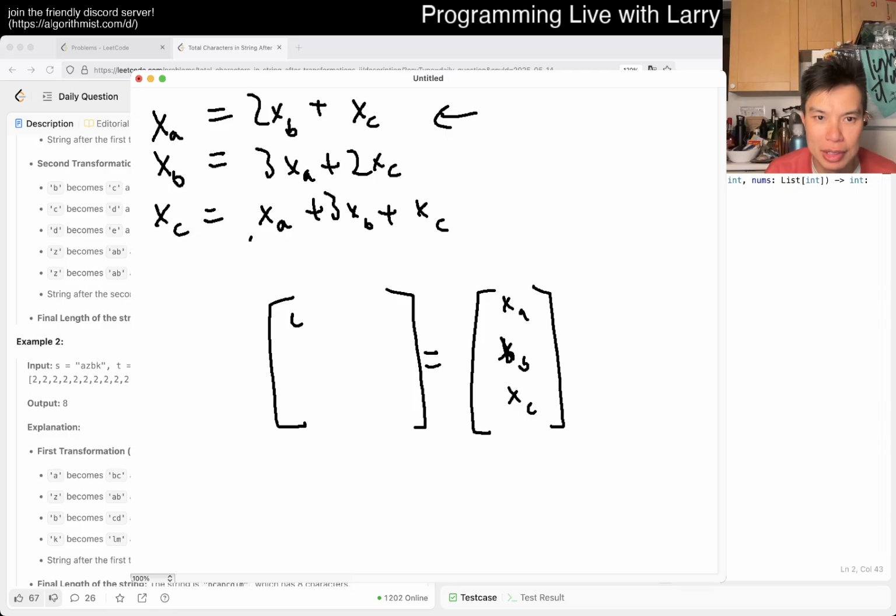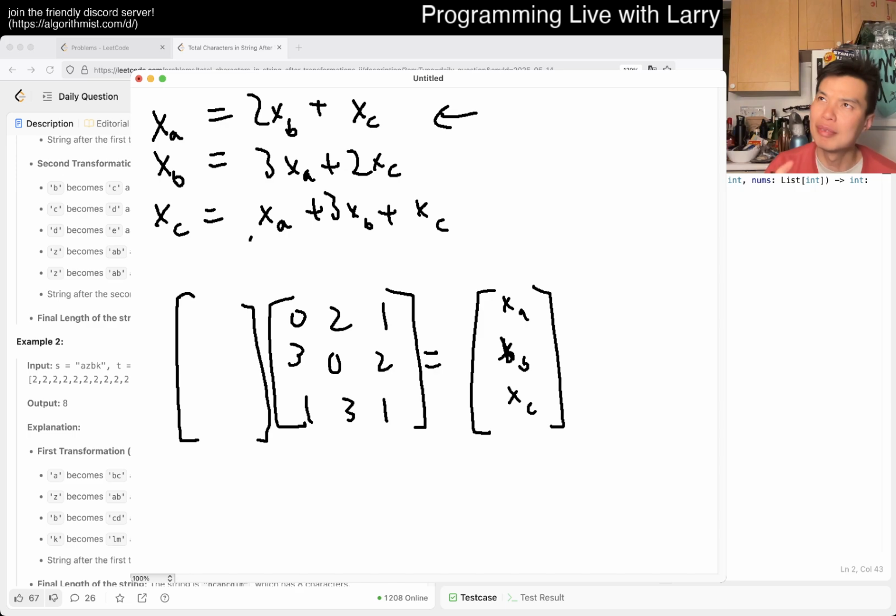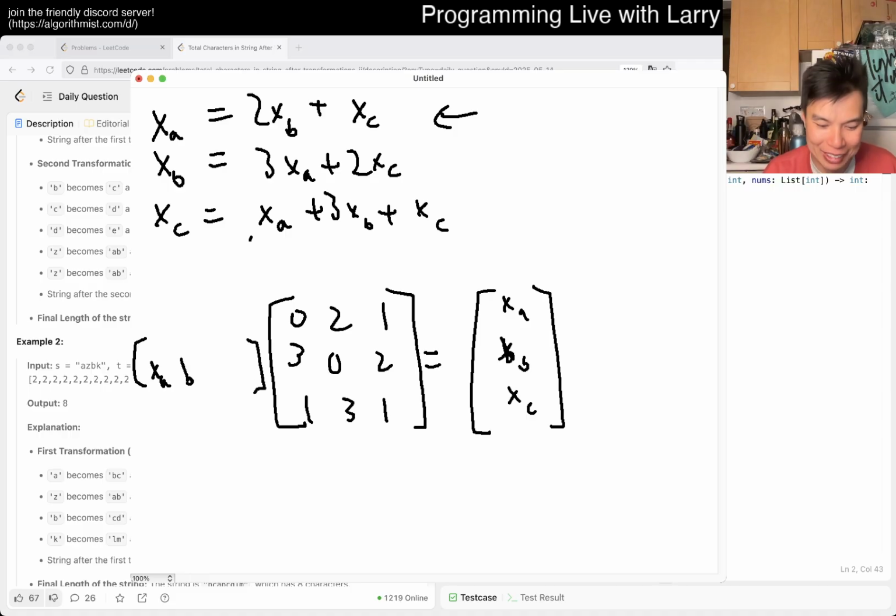So this is 0, 2, 1, 3, 0, 2, 1, 3, 1, right? And that is this type, right? Maybe I did that wrong. Honestly, because this is a square, I sometimes get this wrong in the matrix. So if I did, forgive me. I think this is right. It's one of those things. It's either this or this transposed, rather. I don't know, I'm really bad at this part. But in any case, right?